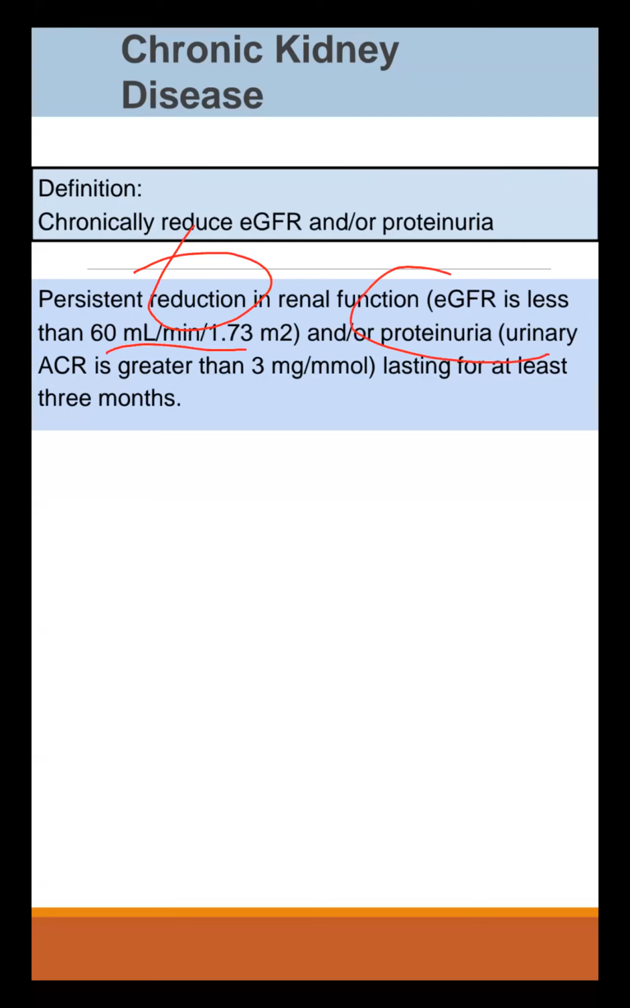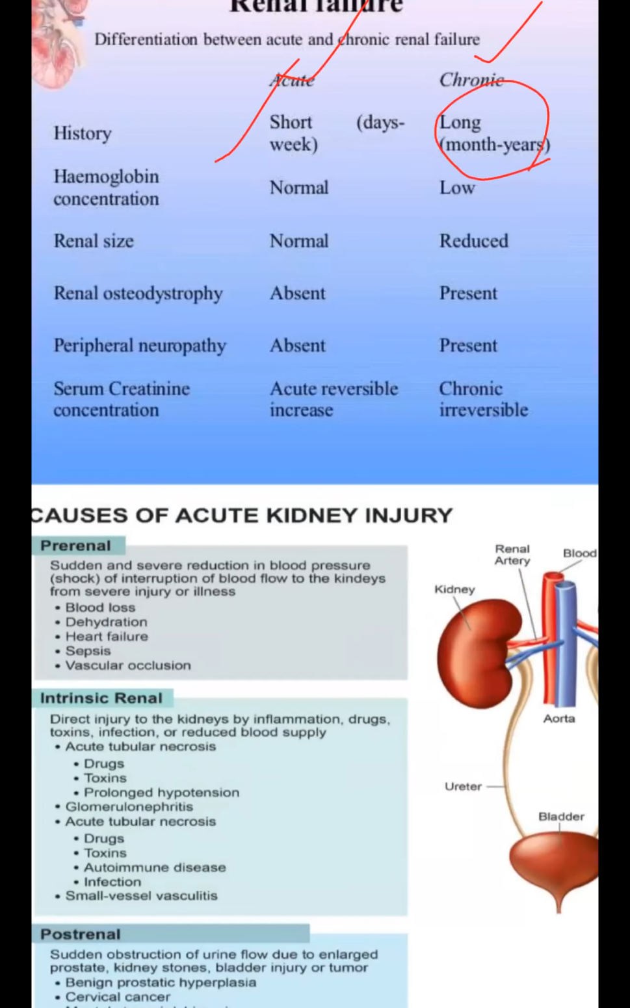This is a very important exam topic. We have to understand acute and chronic renal failure very carefully. Very important, my dear candidates, just listen very carefully. Acute means a short history, short days or weeks. Chronic is long, months to years.